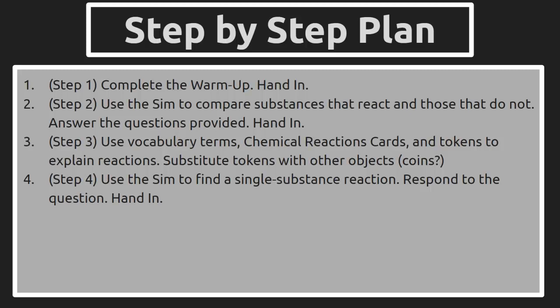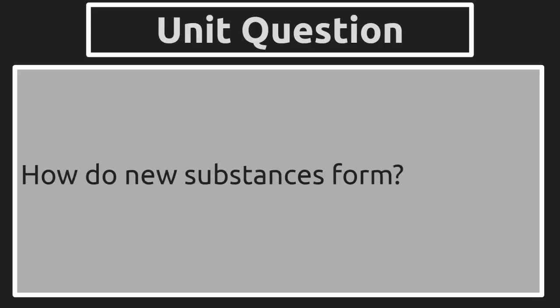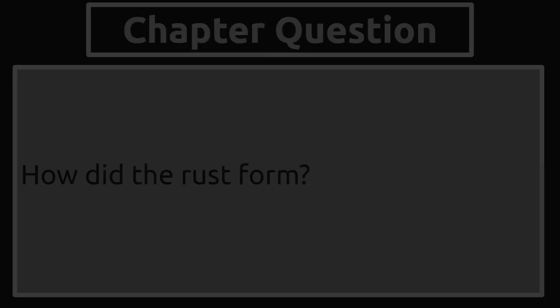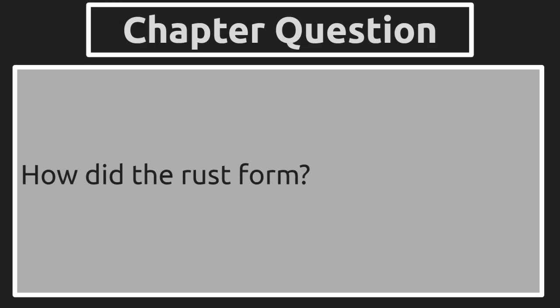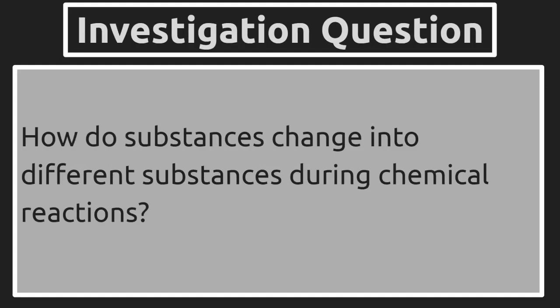And then in step 4, you're going to use the sim to find a single substance reaction and respond to the question provided, and then hand that in. The unit question, to remind you, is how do new substances form? The chapter question we're still working on is how did the rust form? And this investigation question is how do substances change into different substances during chemical reactions?